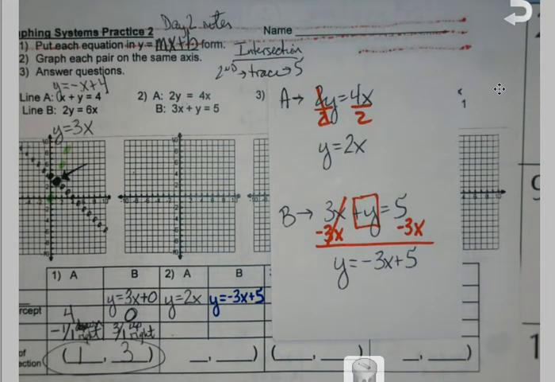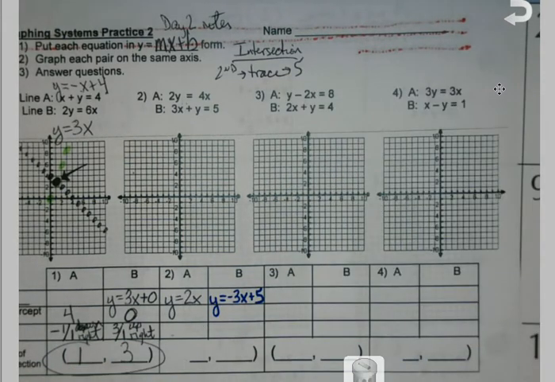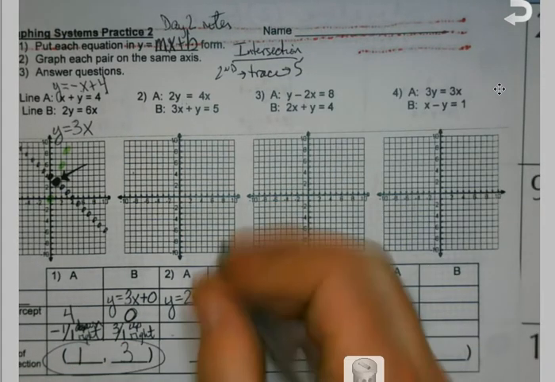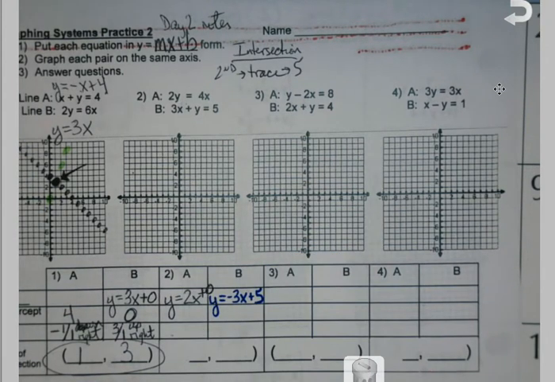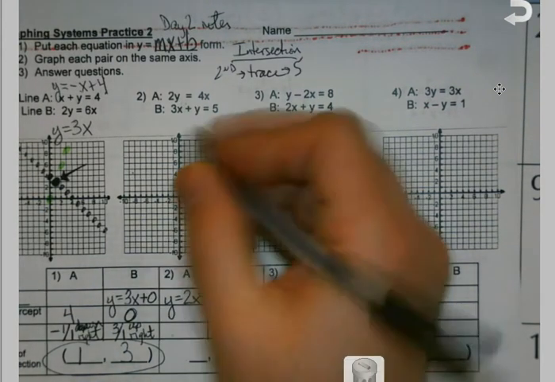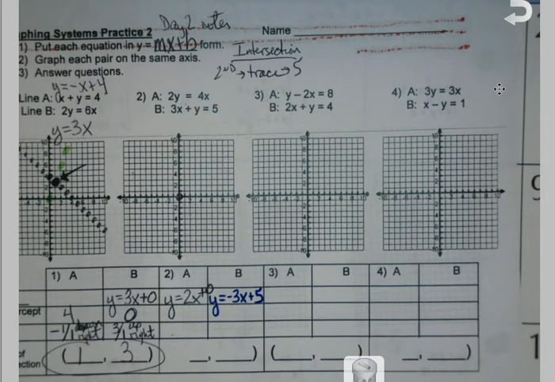So once I have them in y equals, my job becomes pretty straightforward. Now I've got to graph them and see if they cross somewhere. Hopefully they do. We'll see. So let's see here. y equals 2x. I'm going to add my plus 0 in here. If there's not a number at the end, we'll just always add that in. So my first dot is going to be here at 0.